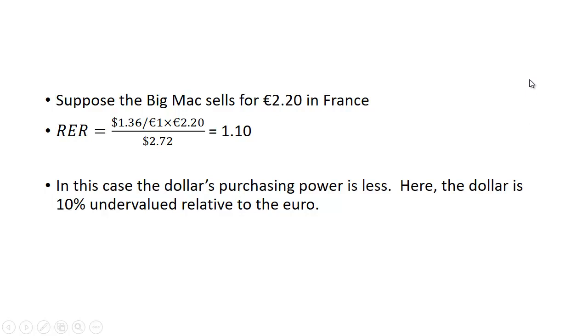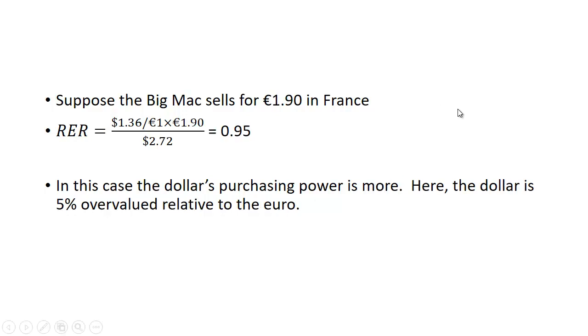Suppose the Big Mac sells for 2.2 euros in France instead of 2. Then again, using this formula we just had, we get 1.10. So in this case, the dollar's purchasing power is less. Here the dollar is 10% undervalued relative to the euro.